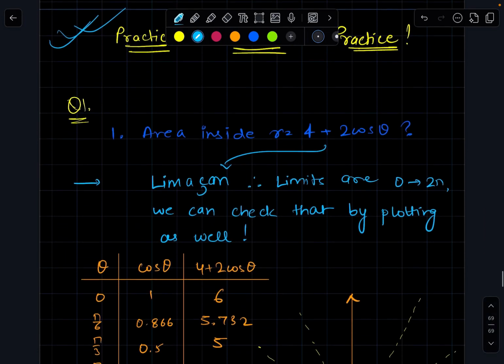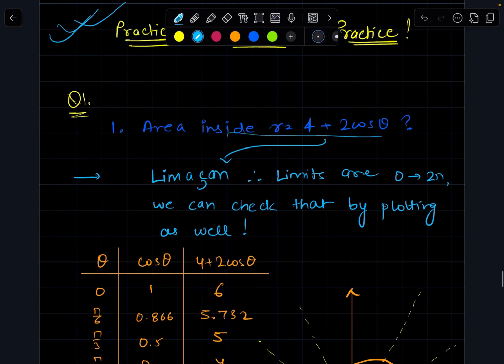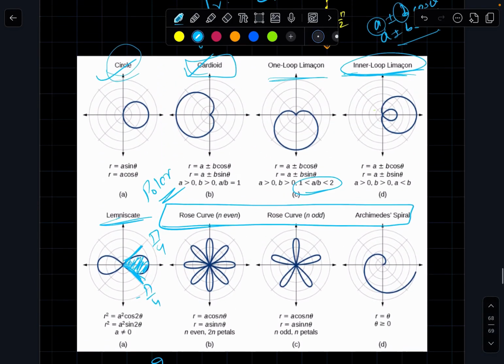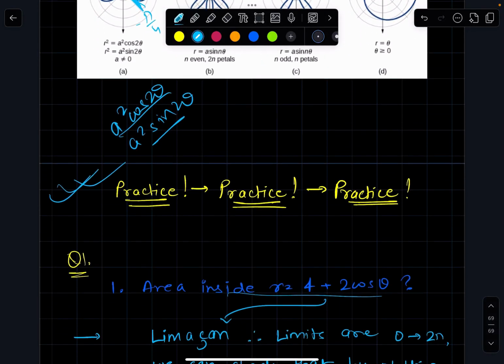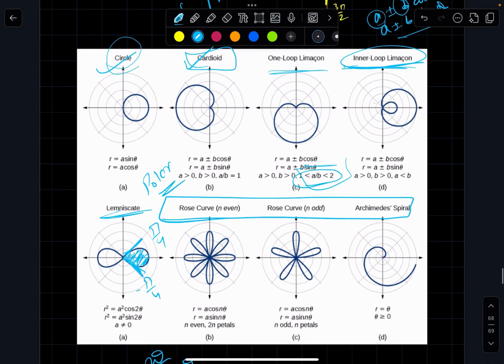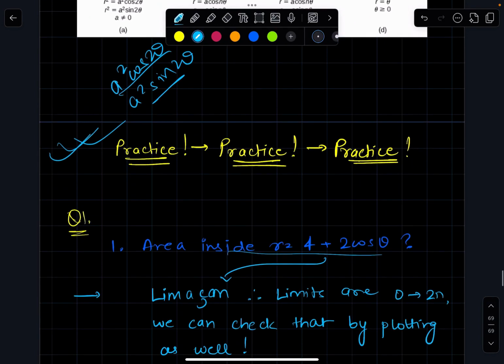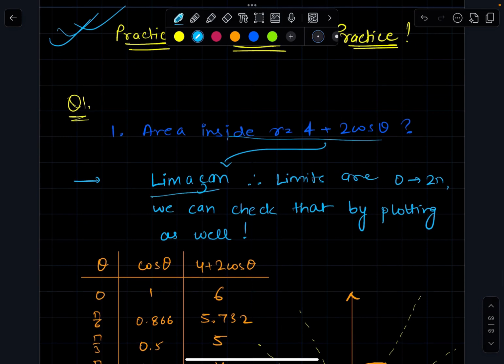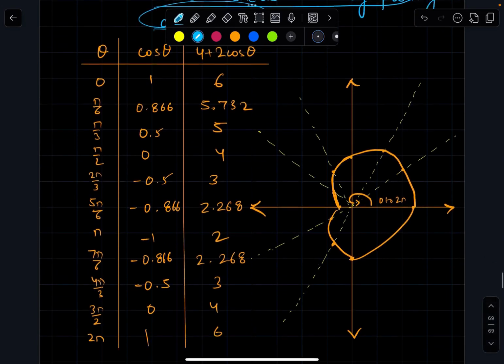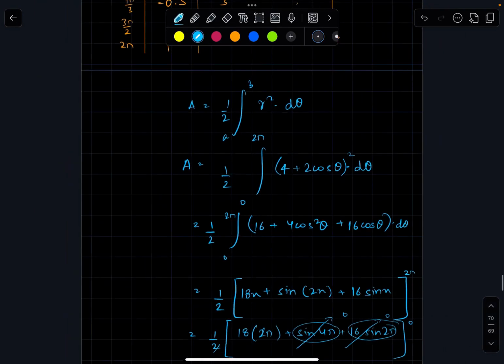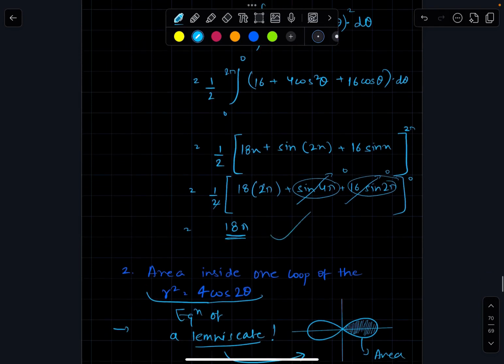Okay. So we need to find the area inside this equation, 4 plus 2 cos theta. And this is, of course, a limaçon, right? It's a one loop limaçon, and it's still going to be a limaçon only, no need to worry. So for a limaçon, your limits are from 0 to 2 pi, and we can check that by plotting as well. This is a rule of thumb, so it's better to memorize these. So you plot all the values on the graph, and it runs from 0 to 2 pi. We integrate it, and finally we get our answer as 18 pi.